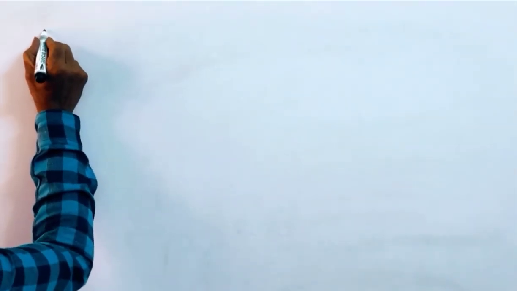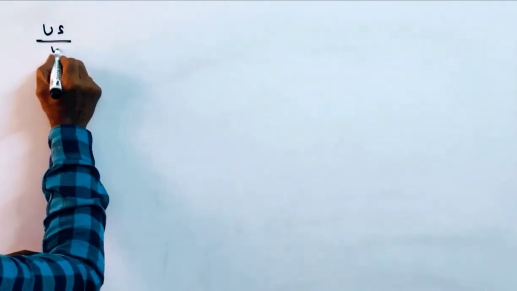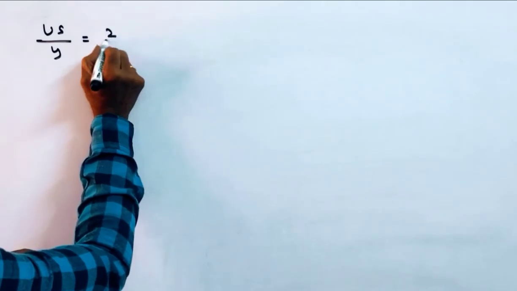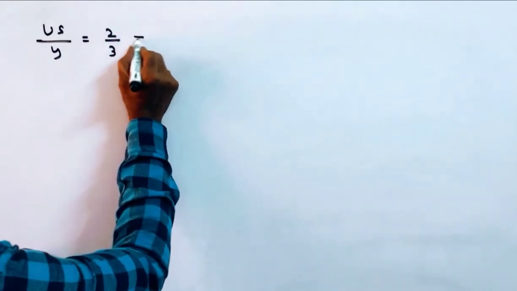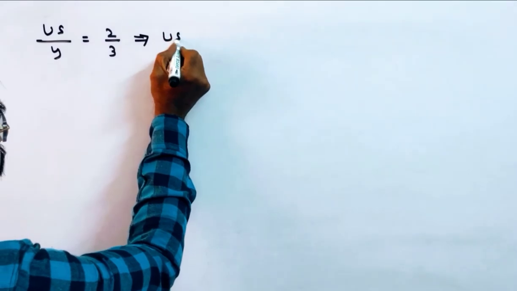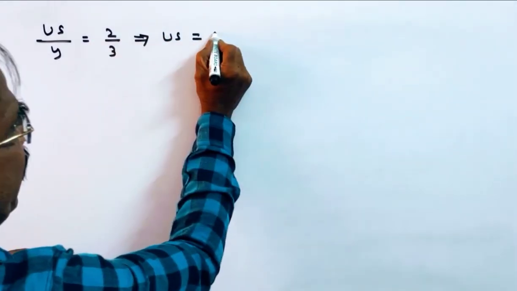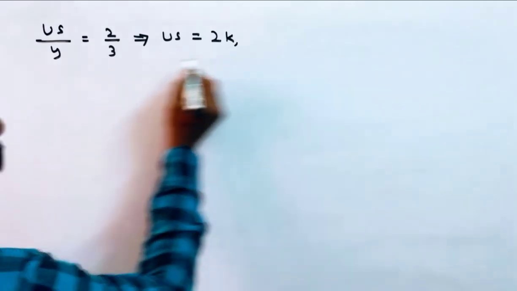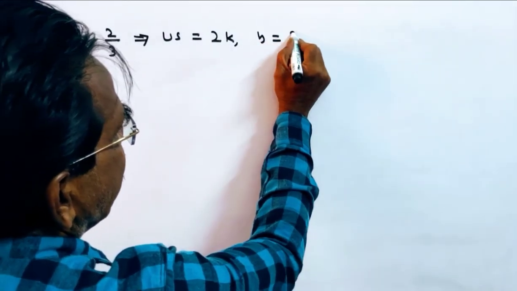Friends, first let us take up the second statement. What is the second statement? The ratio of the speed of the boat in upstream and the speed of the stream is 2:3. So the speed of the boat in upstream, that is US, by the speed of the stream y, is equal to 2/3. It implies, friends, US is equal to the upstream velocity, say 2k, and y, the speed of the stream, say 3k.